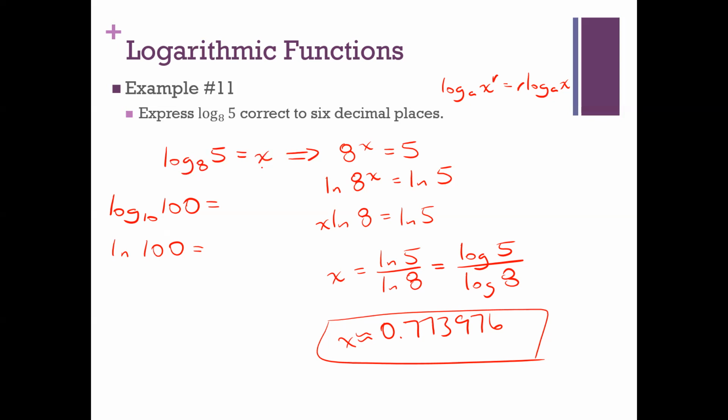So yes, natural log of 5 is different from log base 10 of 5. But I only care about the ratio of those logs. The ratio, so yeah, I should be clear about this. Natural log of 5 is not equal to log of 5, just like natural log of 8 is not equal to log base 8 or log of 8. But those ratios are guaranteed to be the same.